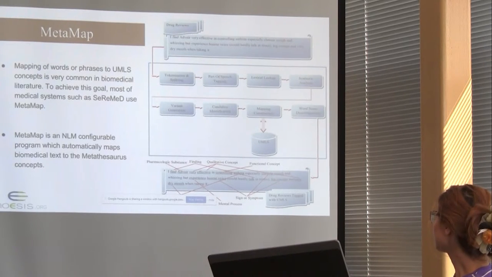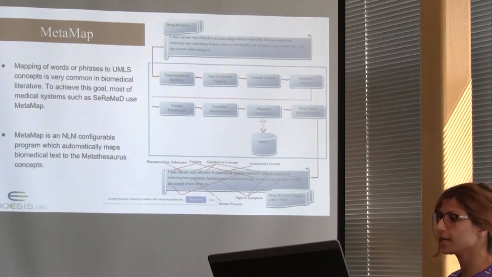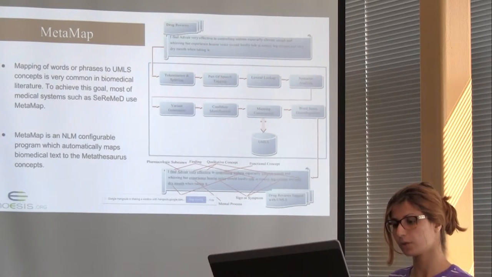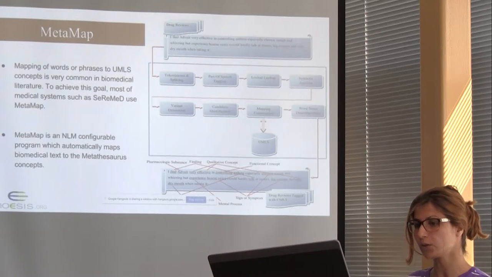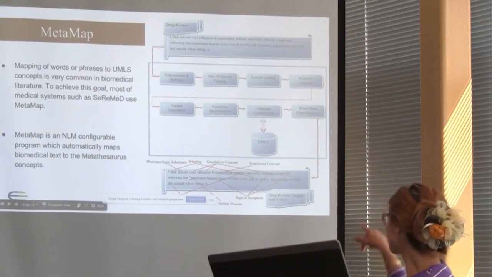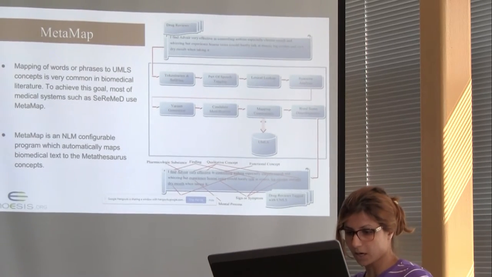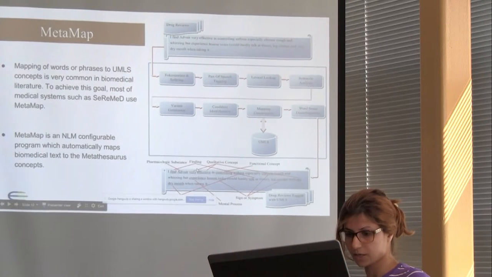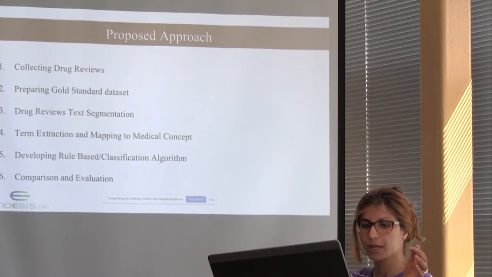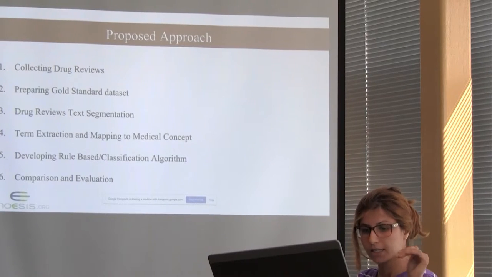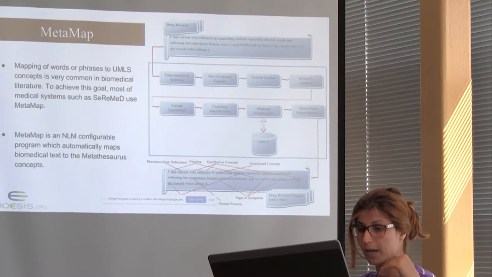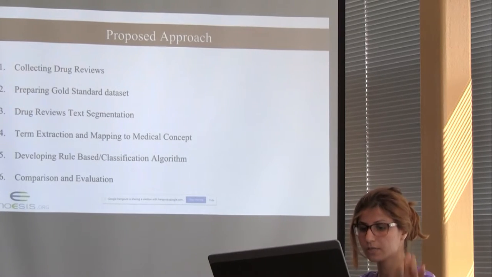This is the best snapshot of what the UMLS can do for us. We can use many tools like MetaMap to match every word in our sentence to the medical concepts using the UMLS. As you can see in the drug review at the bottom, all of the medical terms are assigned to one of the syndromes. So after collecting the drug reviews, preparing the gold standard and text segmentation, and using something like MetaMap for mapping the words to the medical concepts, then we should use another approach.